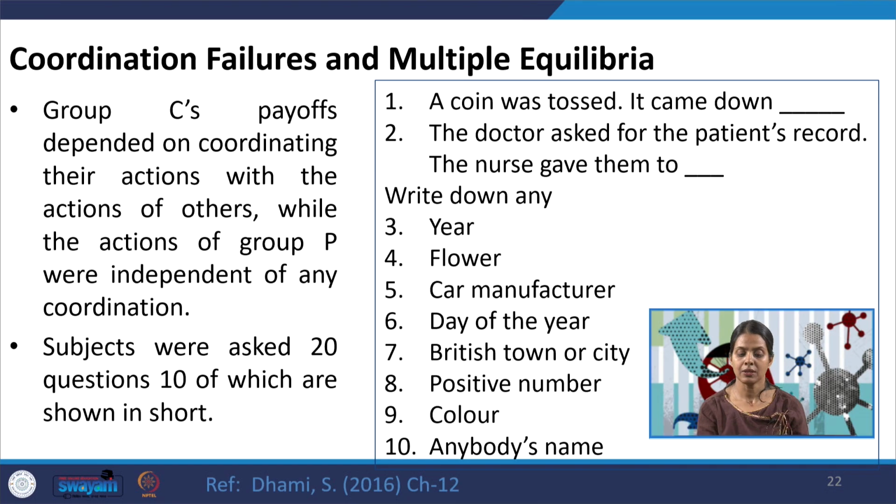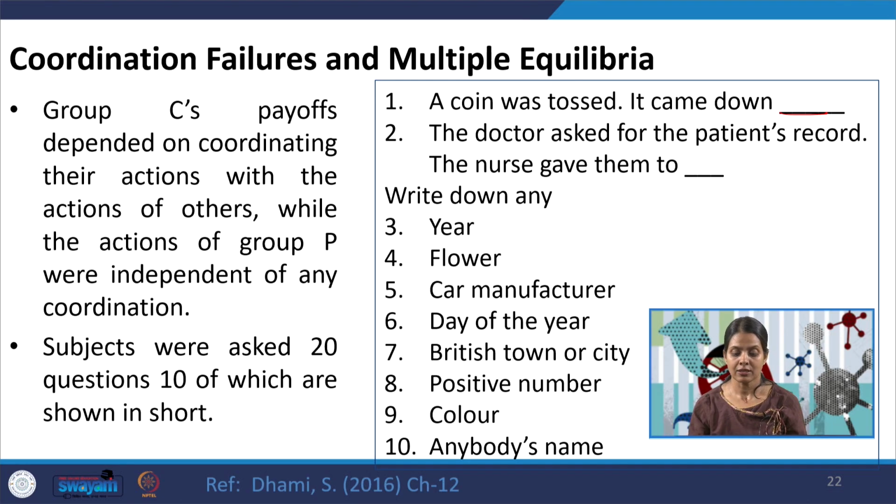So, for example, a coin was tossed, it came down. So, there were subjects who were supposed to coordinate, and if their answers are close to each other, then that would be considered as a sign of coordination. So, if both players say head, or both players say tail, then these are indications of coordination.